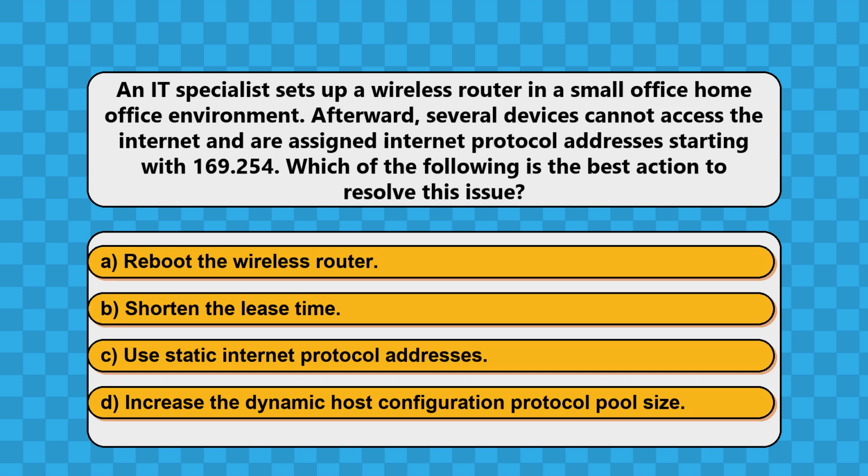Question 15. An IT specialist sets up a wireless router in a small home office environment. Afterward, several devices cannot access the internet and are assigned internet protocol addresses starting with 169.254. Which of the following is the best action to resolve this issue? Option A, reboot the wireless router. Option B, shorten the lease time. Option C, use static internet protocol addresses. Option D, increase the dynamic host configuration protocol pool size. The correct answer is option A, reboot the wireless router.